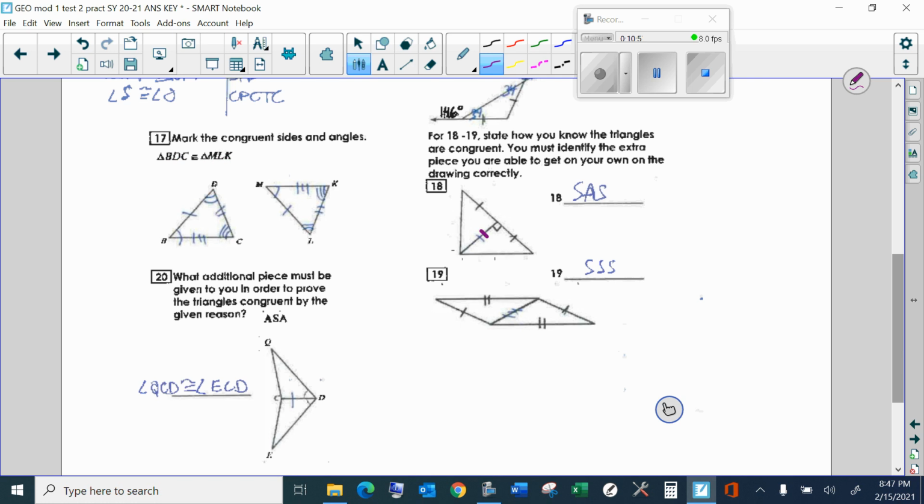All right, 18 and 19, say how you know the triangles are congruent. Well, I can get my free point right there, and then I have SAS. Okay, here I can get my free point, reflexive property, and now I have SSS. Very simple. Okay, nobody should be missing that.